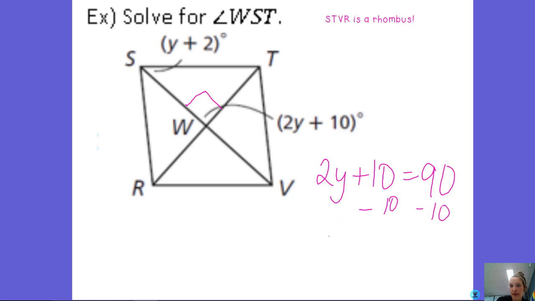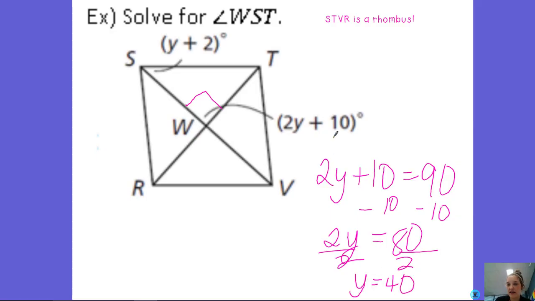So 2y equals 80, divided by 2, and y is 40. So now I can take y is 40 and plug it back in. Wherever I see y, I can substitute it. So angle TSW is going to be 40 plus 2, which is 42 degrees. And that's what I'm looking for. Angle WST is going to be 42 degrees.